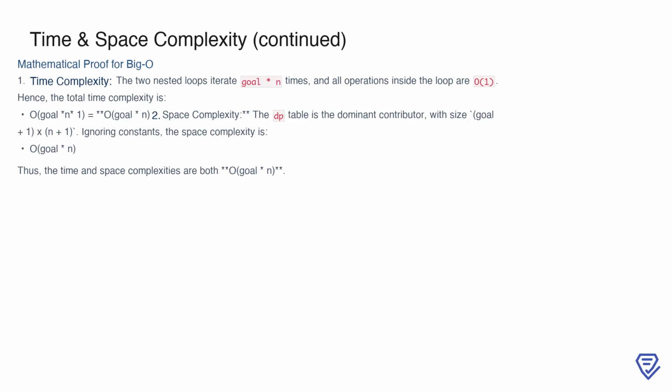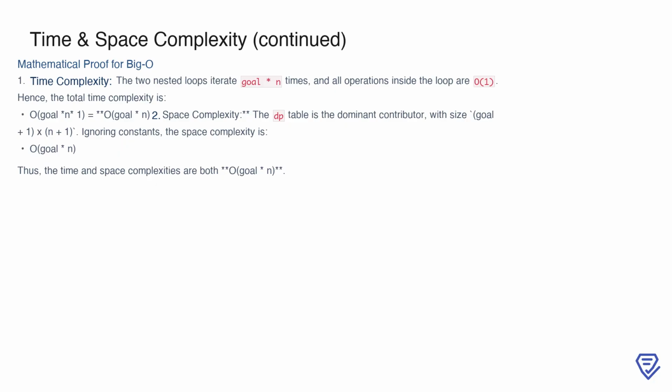For time complexity, we know the algorithm involves two nested loops. The outer loop iterates goal times, and the inner loop iterates n times for each outer iteration. Since all operations inside the loops are constant time, the total time complexity becomes O(goal * n).